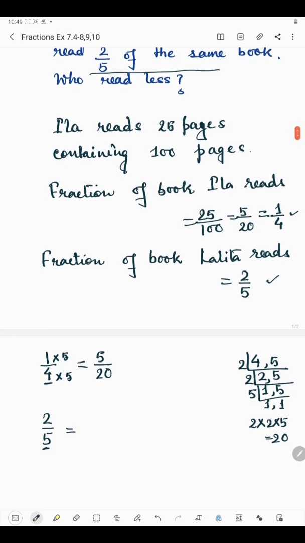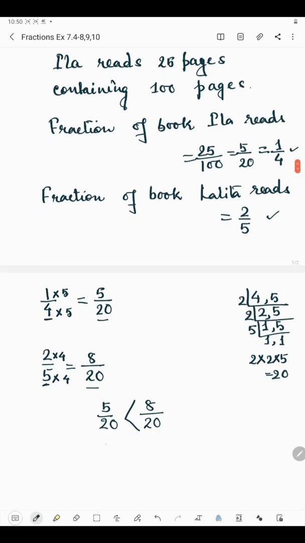Now coming to the next fraction, here also we will have to make 20 in the denominator. What should be multiplied by 5 to get 20? It's 4. So the same number is to be multiplied by the numerator. So it will be 2 multiplied by 4 is 8 and 5 multiplied by 4 is 20. Now see, the denominator is same. Now we can easily compare the numerators. Since 5 is smaller than 8, 5 by 20 is less than 8 by 20. So 5 by 20, which is 1 by 4, is less than 2 by 5.